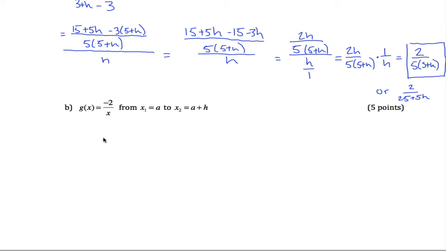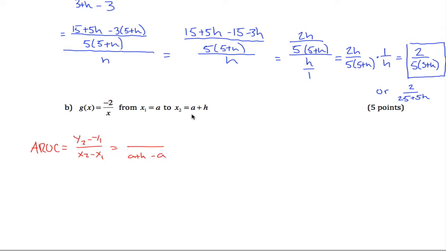Next problem, really it's the same idea. Average rate of change. Maybe I'll switch colors. It's y2 minus y1 over x2 minus x1. See, I know x2 is a plus h, and x1 I know is a. That's all given to me in the problem.